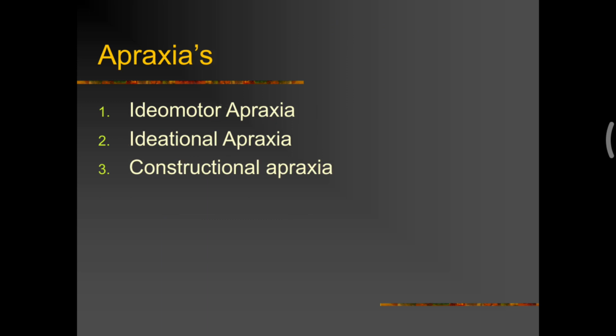Now, apraxia is of three different types. One is ideomotor apraxia, second is ideational apraxia, and the third one is constructional apraxia. We'll look into what apraxia is and what the different types of apraxia are in one of the later lectures.